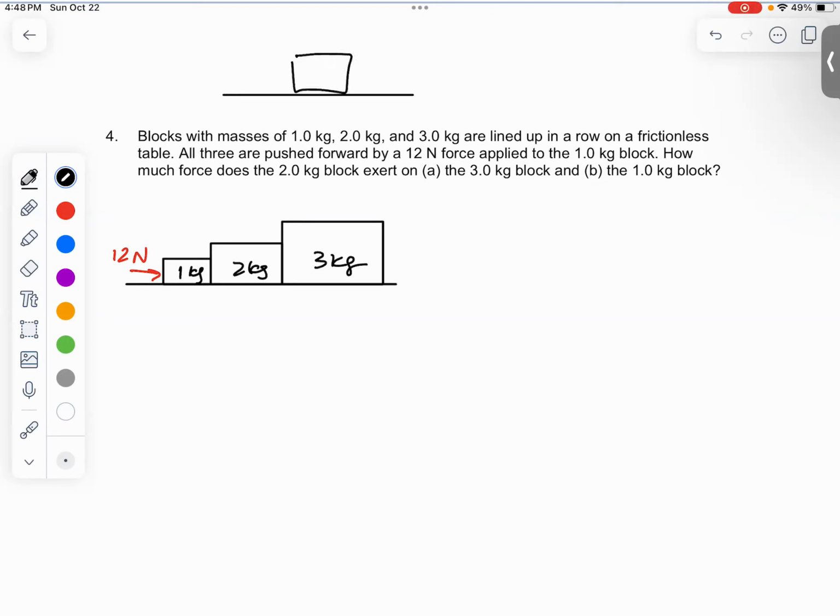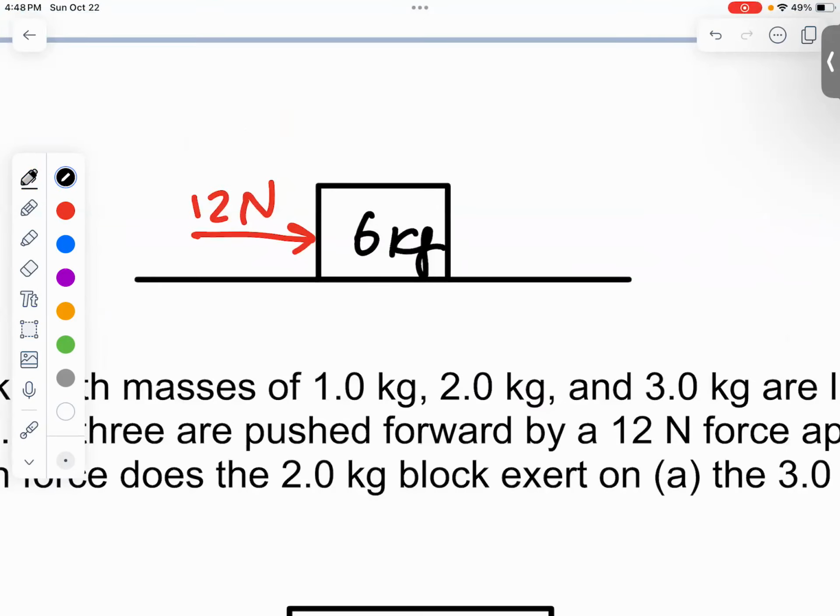Now, if you're good with the picture, could you also draw another picture right above the question? But in this case, we will only draw 1 block, and we also have 12 newtons of force. But in this case, the block is going to be 6 kilograms. Okay, just 1 block of 6 kilograms. Now, for the picture above, let me zoom in. You've got the mass. You've got the force.